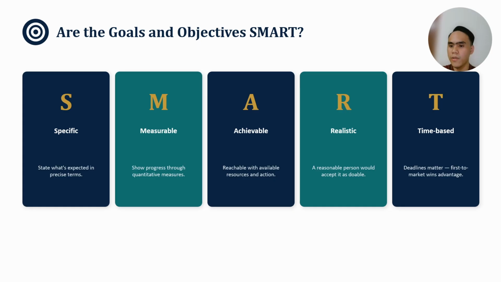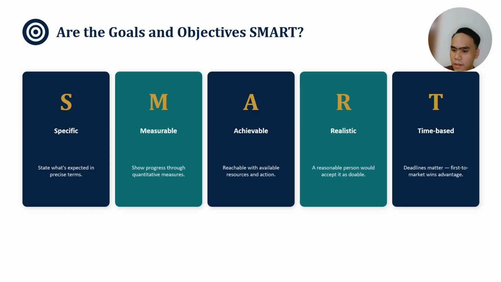So SMART gets its own moment because it's referenced constantly throughout chapter one, in strategic planning, in performance measures, and in project objectives. So S is specific. We can state exactly what's expected in precise terms. Vague goals like "improve quality" don't count. M is measurable. Progress has to be demonstrated through quantitative measures, not subjective impressions. So you need a number you can track over time.